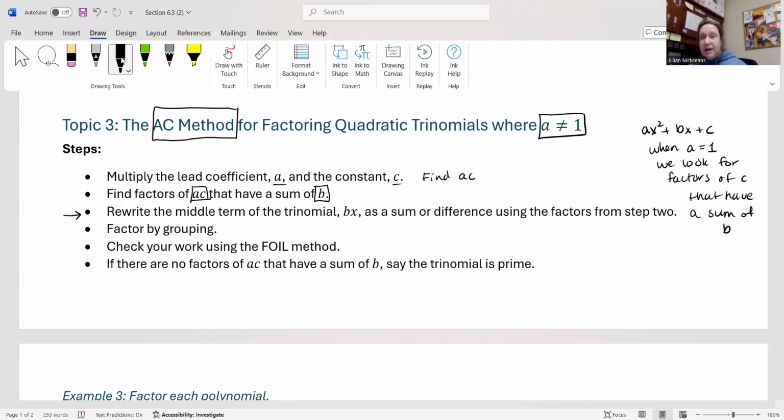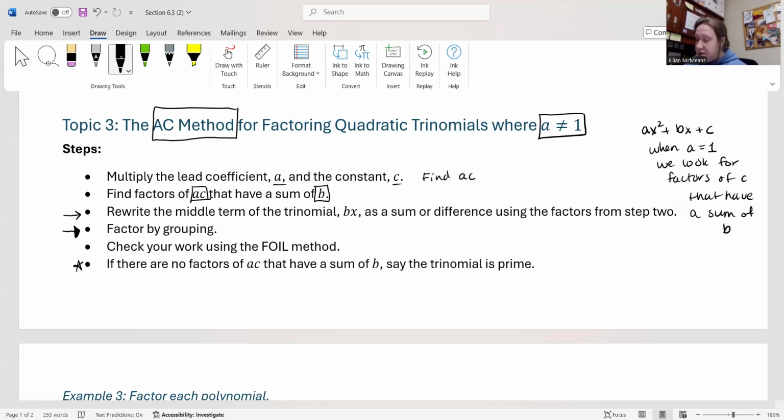And then the uniquely different part is this part that I'm about to explain. We take that middle term, that BX term, and we rewrite it. We break it down into the sum of two terms, using the factors from the previous steps as the coefficients. And because we now have a polynomial with four terms, we can factor by grouping. So that's why we've reminded ourselves of factor by grouping. Once you're done and you have factored, you can certainly check using the FOIL method.